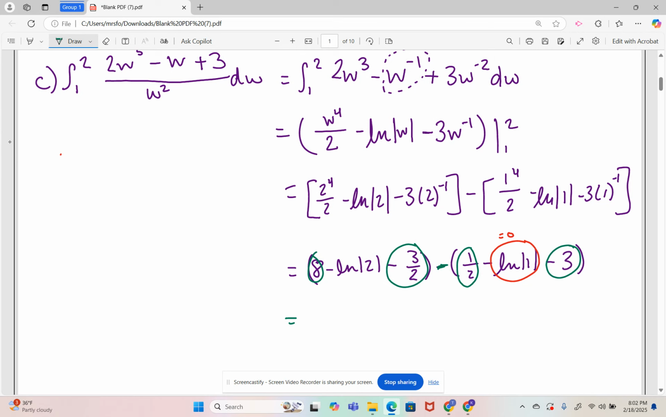So 8, 9, 10, 11, 11. Then that becomes subtract 2. So that's 9 minus the natural log of 2. So that would be your answer.